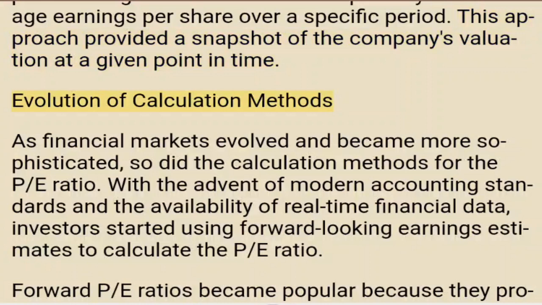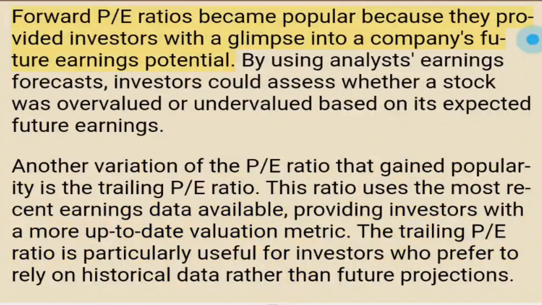Evolution of calculation methods. As financial markets evolved and became more sophisticated, so did the calculation methods for the P/E ratio. With the advent of modern accounting standards and the availability of real-time financial data, investors started using forward-looking earnings estimates to calculate the P/E ratio. Forward P/E ratios became popular because they provided investors with a glimpse into a company's future earnings potential. By using analysts' earnings forecasts, investors could assess whether a stock was overvalued or undervalued based on its expected future earnings.